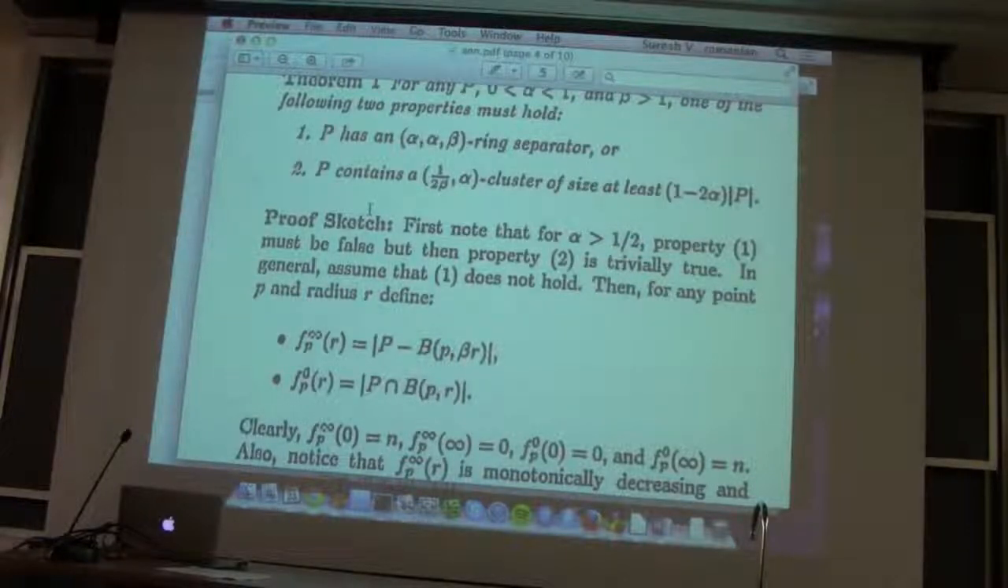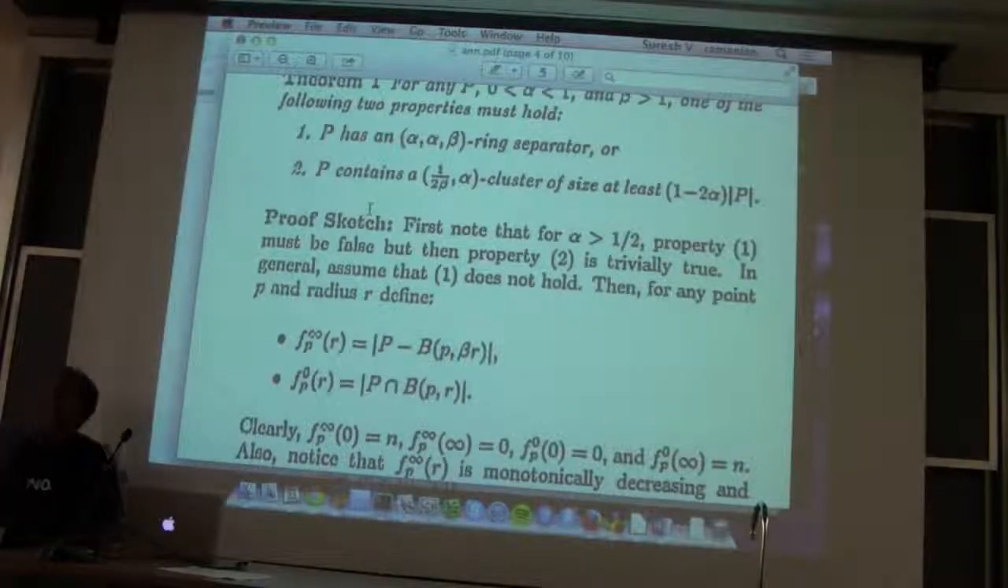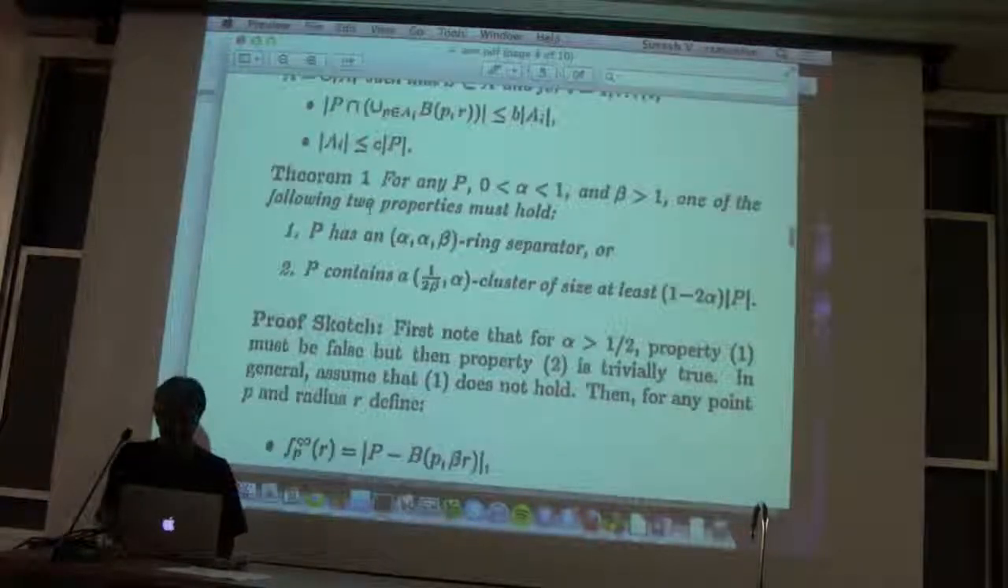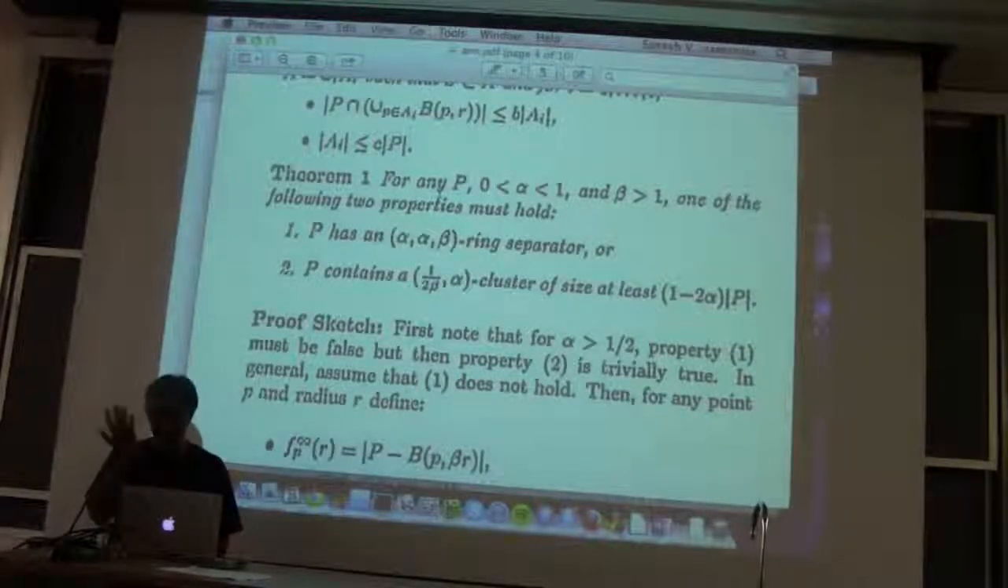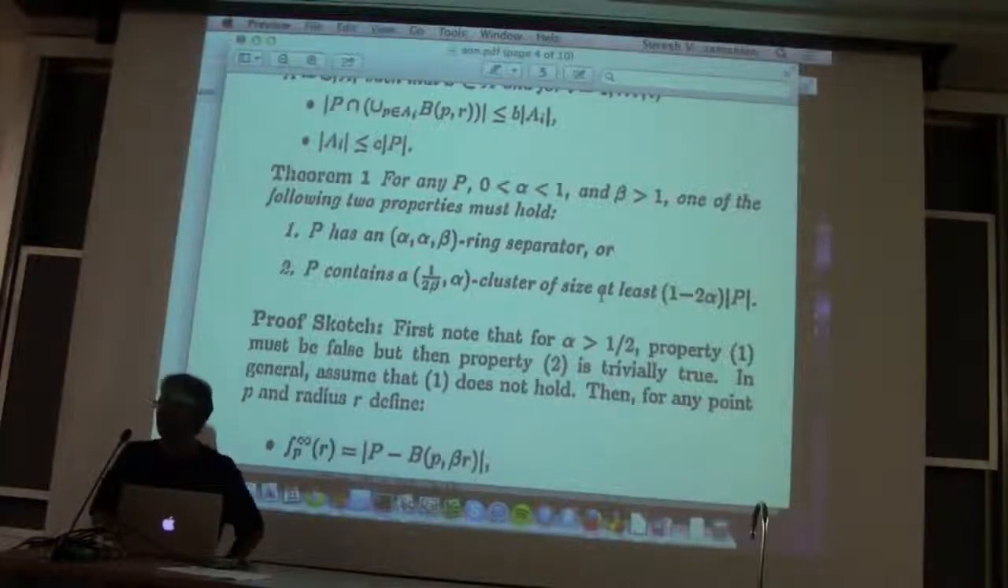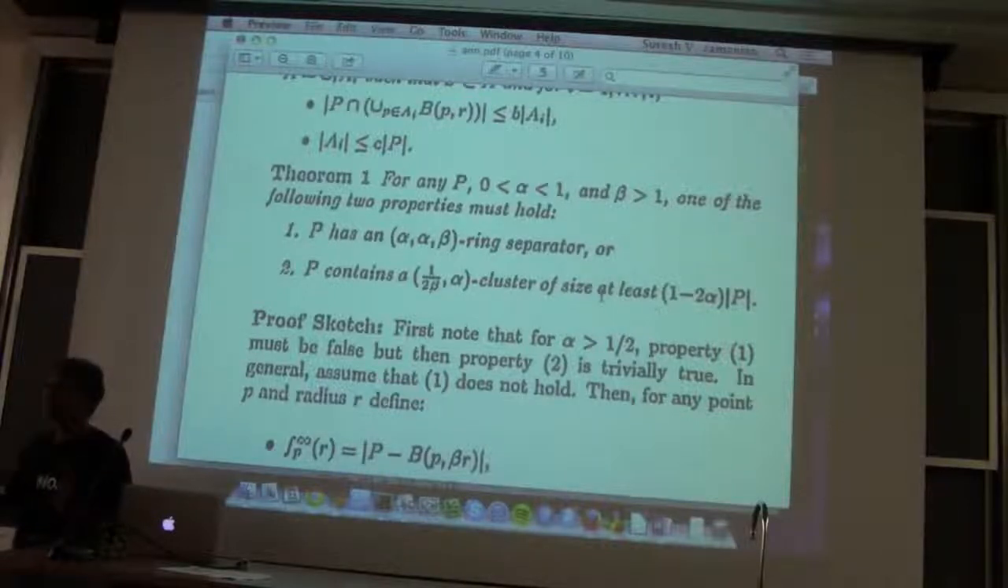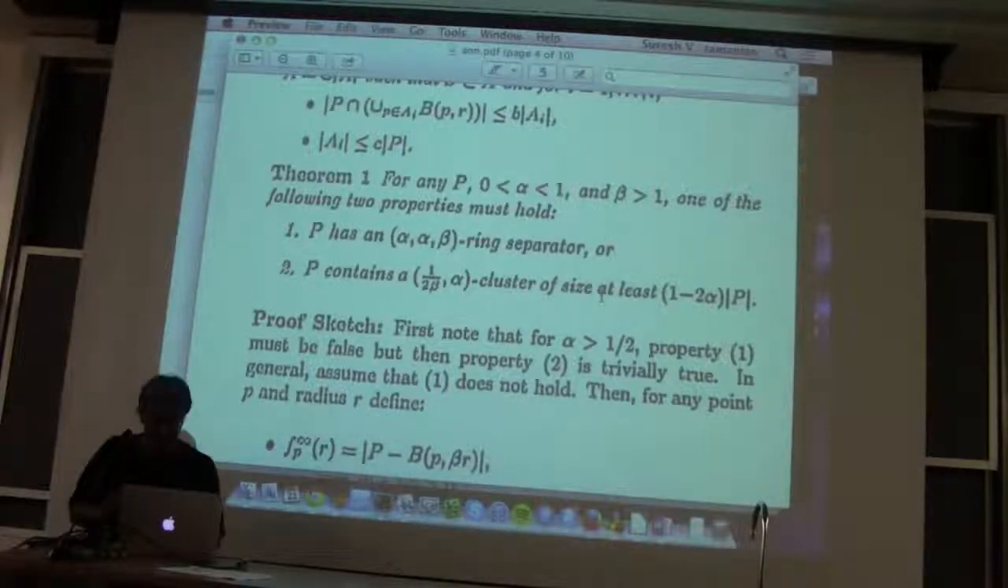In fact, translate the theorem into English in your head. For this theorem, there's a lot of notation here, so it's not going to be clear to you what to say. For any P, P is a point set, one of the two properties must hold. It has a woody-doo widget, or it has a blah-dee-blah cluster. So the theorem is saying one of two things must hold for a point set. Okay, good. Now what is it? That's a blah blah blah ring separator.